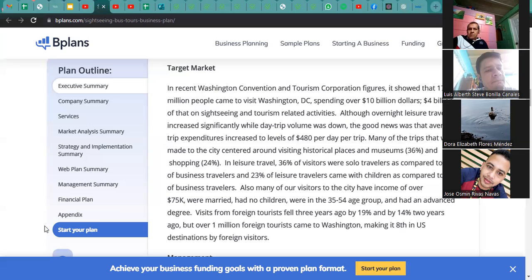Visits from foreign tourists fell 3 years ago by 19% and by 14% 2 years ago. But over 1 million foreign tourists came to Washington, making it eighth in US destinations by foreign visitors. Perfect, very good. What did you understand on this?